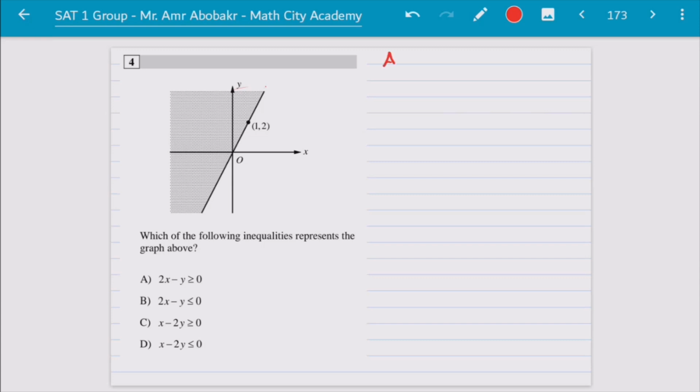The first one, A: 2x minus y greater or equal 0. So negative y greater or equal, bring 2x to the other side, negative 2x plus 0. Okay, so I need y, not negative y, so I'll divide by negative 1. If we divide by negative 1, don't forget, change the direction of the inequality sign. So y is greater or equal negative 2 over negative 1, so that will be 2 over 1 x. This is the first one.